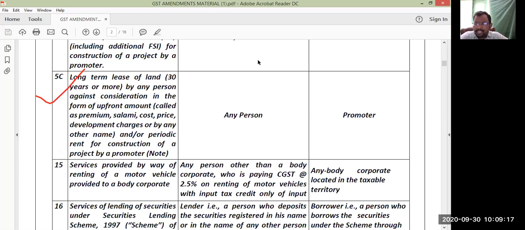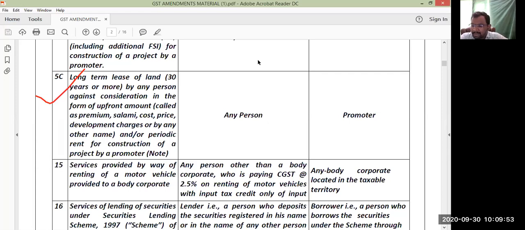Again, same version. Especially here, governments generally give lands on a lease basis for 99 years for the development of a particular project. The government will give land to promoters for the construction of airports or shipyards, for a minimum period of 99 years, right? See here, leases of 30 years or more will be covered under reverse charge mechanism.